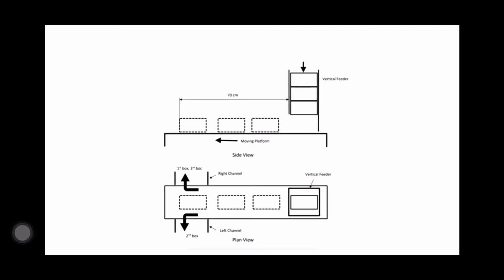So, these two figures show the side view and plan view for the project. As we can see, there are 3 boxes that will be distributed from a vertical feeder to the moving platform, and finally, the boxes will be separated to the left and right 90 degrees alternatingly.